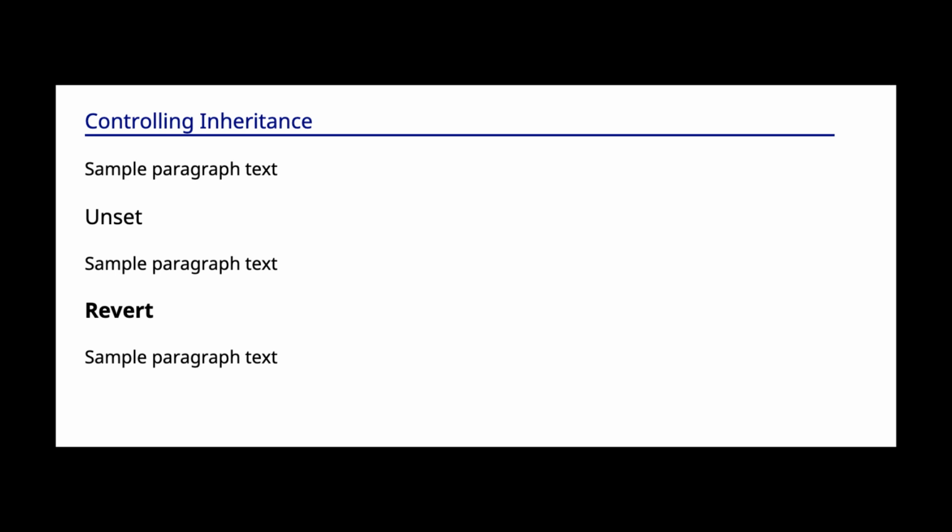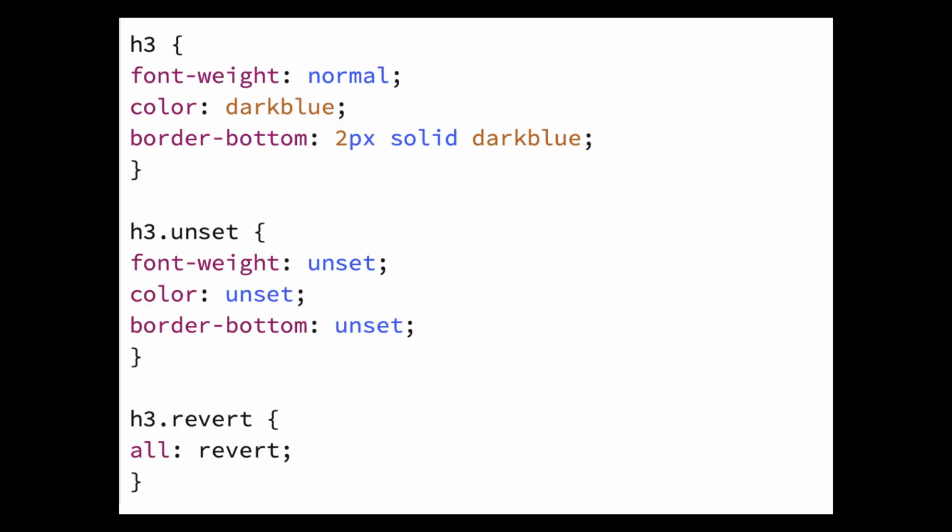Unset merely blocks the element from inheriting the H3 styling we applied. Revert will have the element revert to its default state. As the default state for a heading element is to be bold, the element is now bold. Note in our CSS, when we plan to affect all the properties, we can use a shorthand property all and set it to revert instead of having to write out the font weight, color, and border bottom properties out individually.